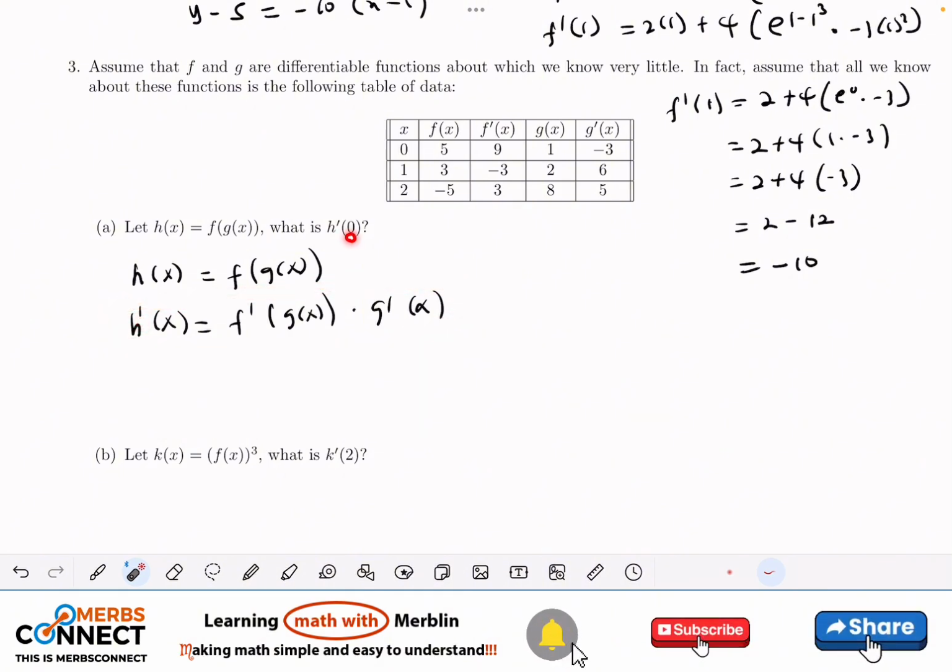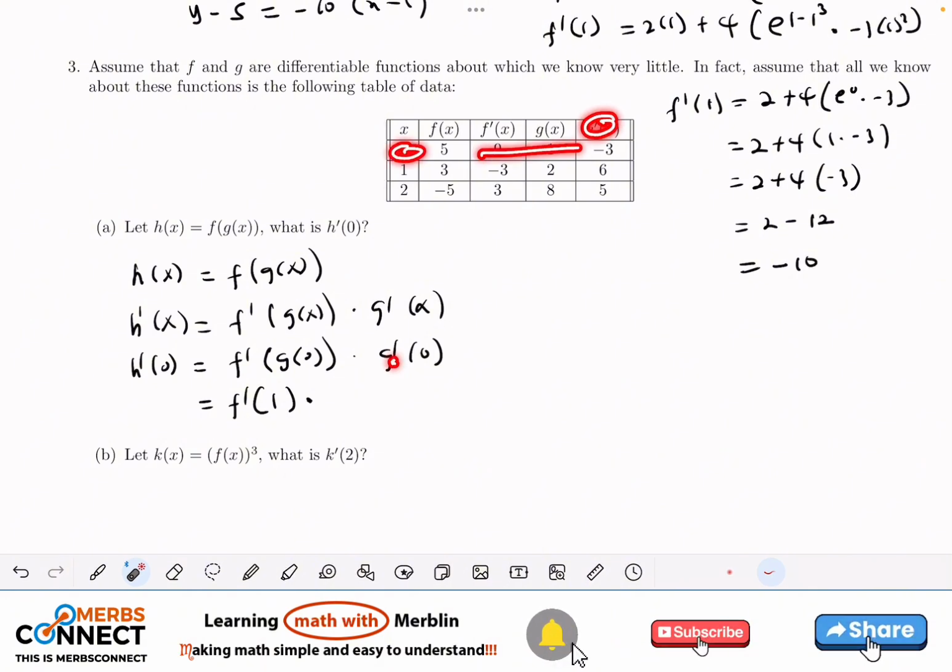Now I can substitute the 0 in. I'm going to have h prime of 0 equal to f prime of g of 0 times g prime of 0. So what is g of 0? This is g and this is 0, where they intersect. So g of 0 is 1. So here will be f prime of 1, because g of 0 is 1, right? Times what is g prime of 0? This is g prime, this is 0. So we are going to have negative 3, times negative 3.